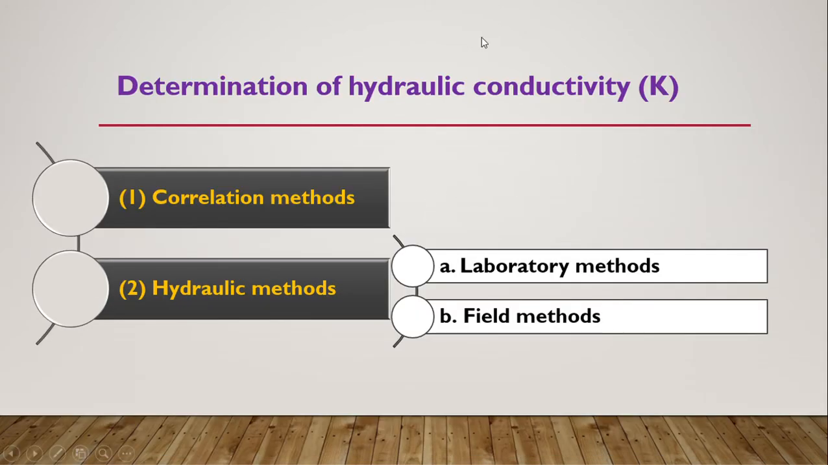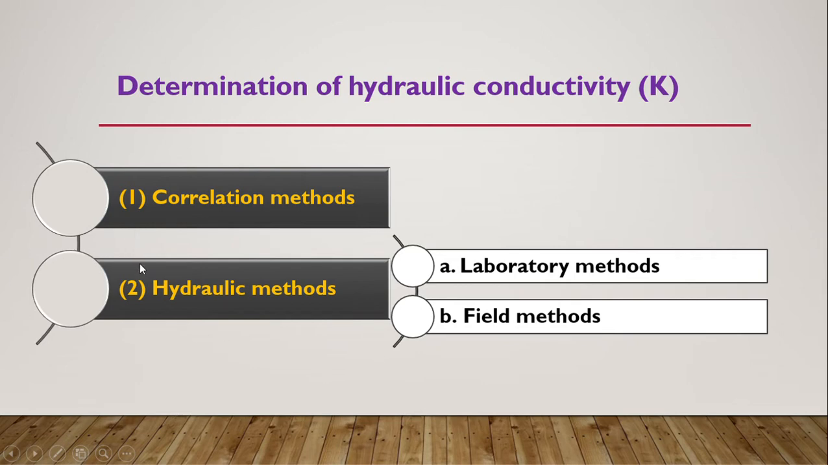Now, for determining the hydraulic conductivity, there are mainly two methods. One is the correlation method and the other one is the hydraulic method. The hydraulic method is again divided into two: laboratory method and field method. Correlation, from the name itself, you can see that it is a relation between two parameters. There will be an equation connecting the hydraulic conductivity to some other parameter, and using that equation we will find the K value.